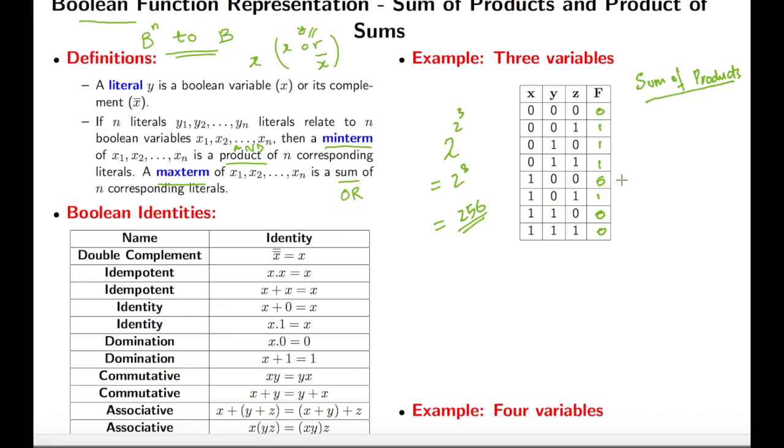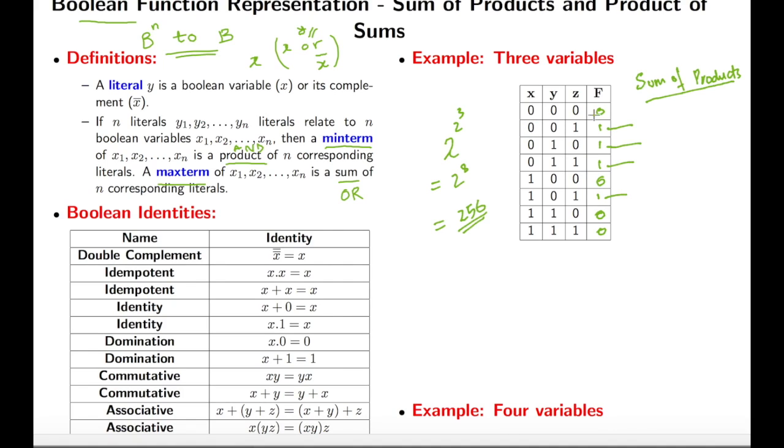Okay. So for sum of product, we need to choose the min term. We need to choose the terms for which f is equal to 1. So this is the case, this is the case, and this is the case. For these, we want the corresponding literals to be 1, correct?